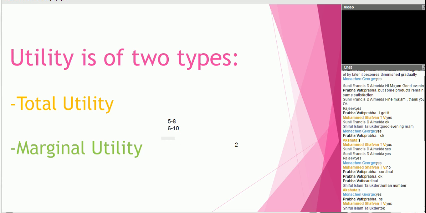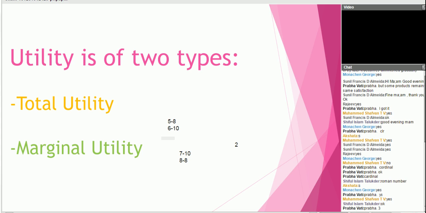Now suppose you take up the 7th unit of the same item. If I say banana, you take the 7th banana. And now the satisfaction which you are getting is 10. Then after consuming the 8th unit, you are getting a satisfaction of 8. So now in this case, for the 7th unit, the total utility is 10, but the marginal utility is what? Marginal utility for the 7th unit.